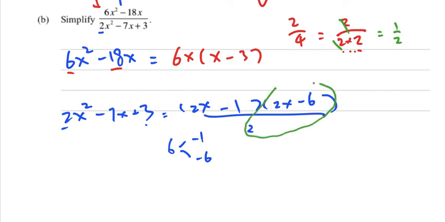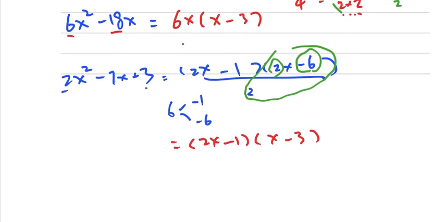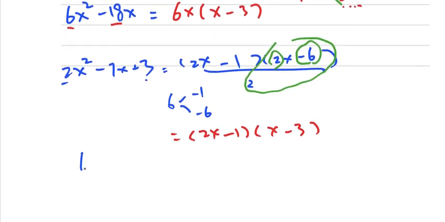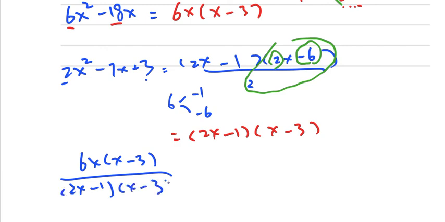Okay, can we simplify? Yes. Over here, both are actually a multiple of 2. So that should be equal to, let me just write it in a different color, 2x minus 1, and that 2x divided by 2, x. -6 divided by 2, -3. And then we're going to put all this together. So we have top 6x, x minus 3, and bottom 2x minus 1, and x minus 3. Excellent. Can you see a common factor? Yes, x minus 3. That's cancelled out. That should be equal to 6x divided by 2x minus 1.